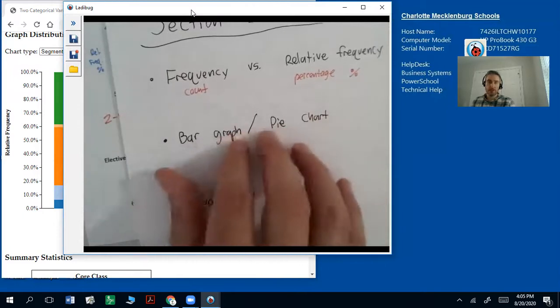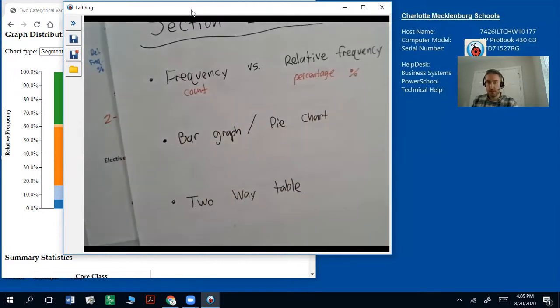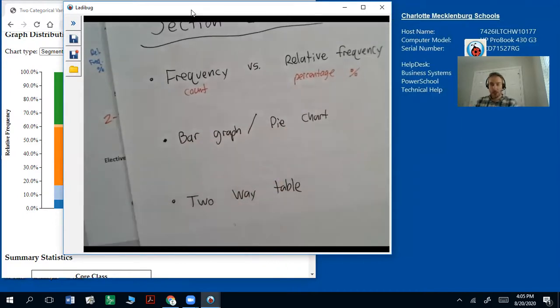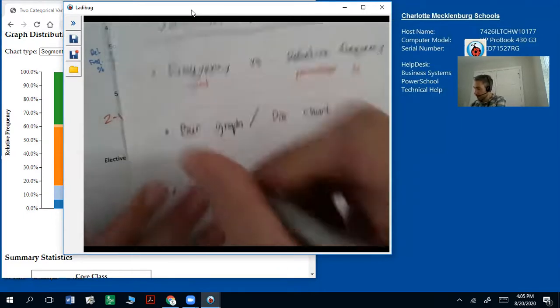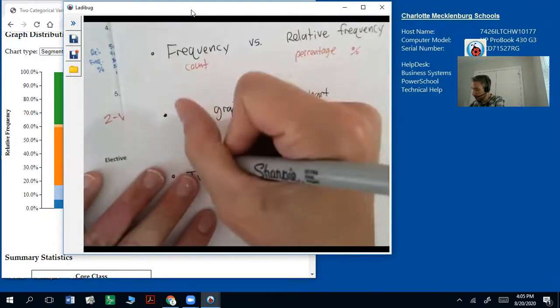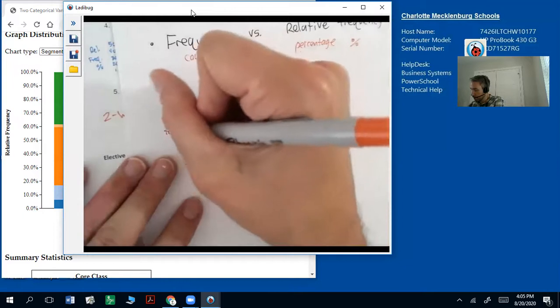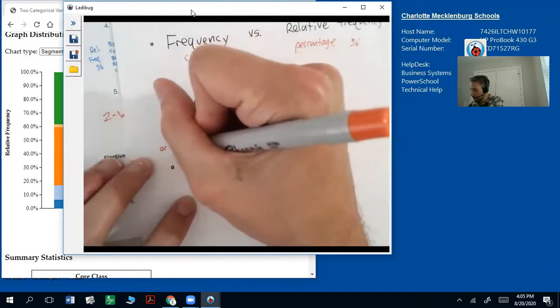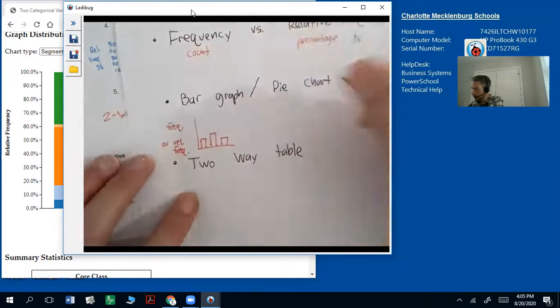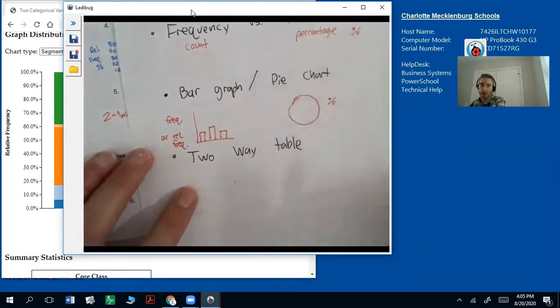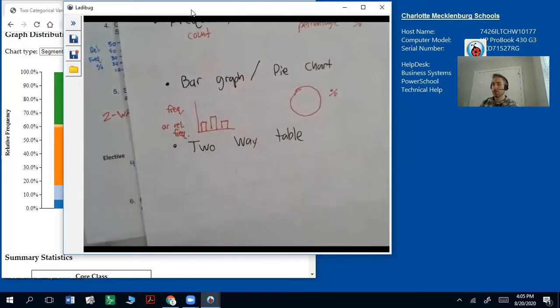A bar graph and pie chart are pretty straightforward, and I tend to err on using percentages for those relative frequencies. But you can use frequencies for a bar graph. You can't for a pie chart. And a two-way table, you could use frequencies here or relative frequencies. And pie charts only use percentages. If you see pie charts that are not percentages, I would shy away from trusting it.